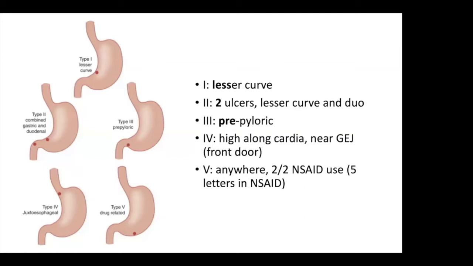This is the Johnson classification system of gastric ulcers. Types 2 and 3 are associated with increased acid secretion, whereas types 1 and 4 are decreased mucosal protection, and then 5, obviously, NSAID use.